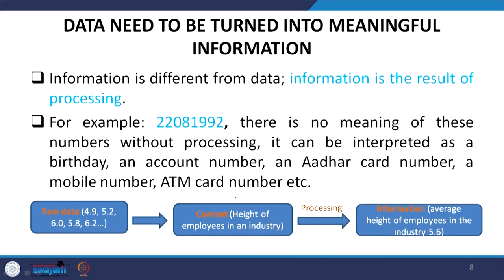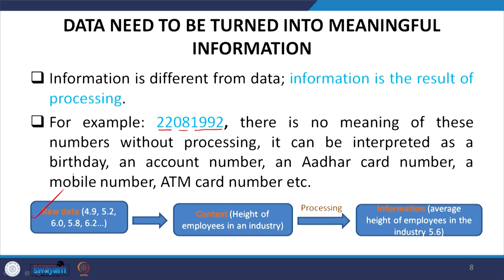So information is important, systematic information is important. Therefore, data needs to be turned into meaningful information, and so the information is the result of processing. Now, for example, if you have a number like 22001992, does it mean anything unless we divide it and interpret it in a different order? Just by this number, there is no meaning without processing. It may be a birthday, it may be an account number, maybe an Aadhaar card number, maybe an ATM card number. Therefore, systematic presentation is required.